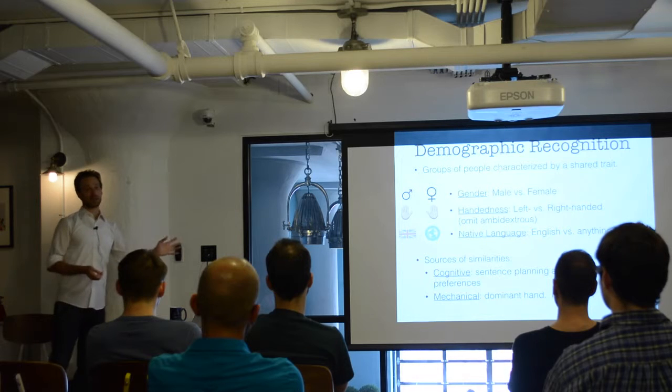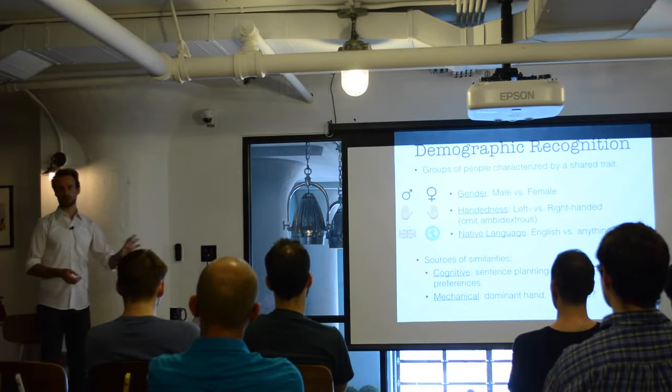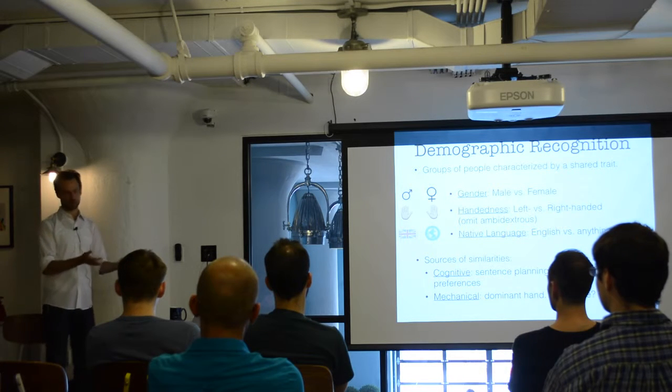We look at gender. We look at handedness, left-handed versus right-handed. We omit our self-reported ambidextrous people because we know they're liars. And native language: is your native language English versus anything else? We have richer responses in the anything else category, but we don't have enough people to reliably model, like, the 10 or so Chinese speakers, right?